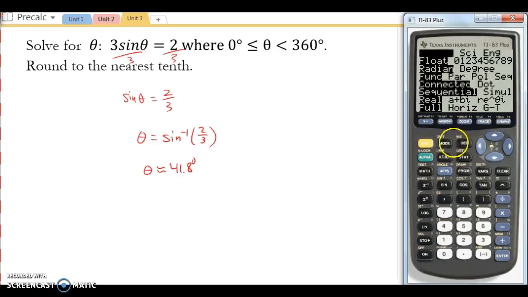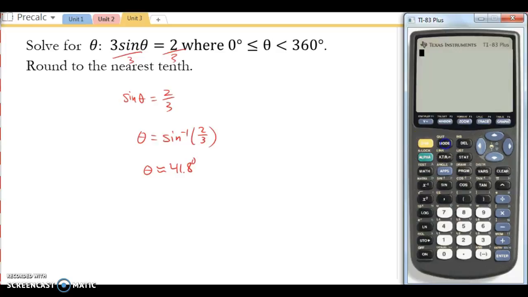So turn on your calculator, check the mode, see if it's in radians or degrees. We want degrees this time. We're going to do the inverse sine of 2/3. Most of you already got 41.8 degrees. But the question is, is this the only answer? We want all the angles between 0 and 360 that will give us a sine of 2/3.